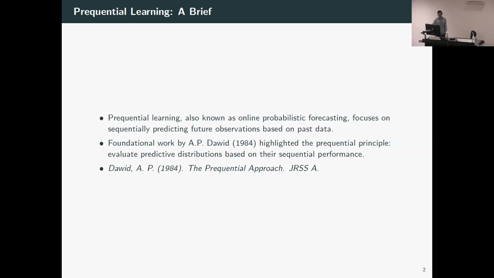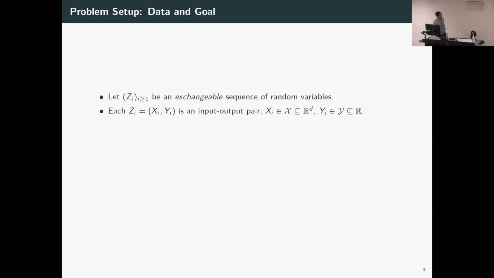Sequential learning also goes by the name of online probabilistic forecasting. It's essentially the idea of predicting a sequence of observations and evaluating the one step ahead predictive distributions. To lay out the setup of the problem, we'll consider Z_i to be an exchangeable sequence of random variables, and each data point has a regression type structure.